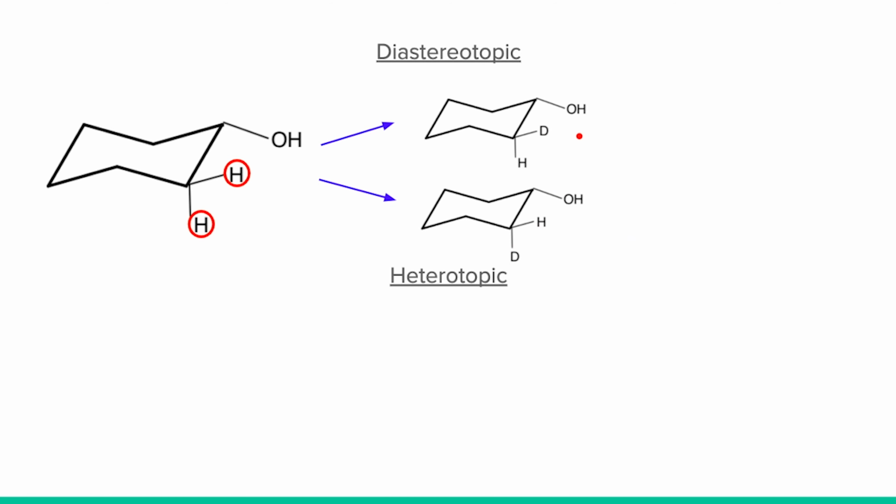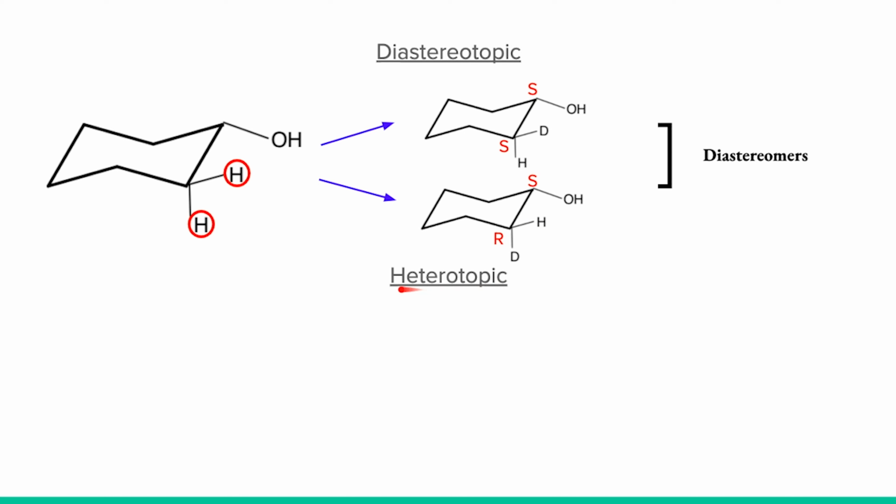Notice that not only did we create a chiral center here where we placed the deuterium, but since this was a symmetrical molecule, we also created a chiral center here. Notice how we have SS here and RS, so these are considered diastereomers of each other. Therefore, the two hydrogens we examined are considered diastereotopic hydrogens.